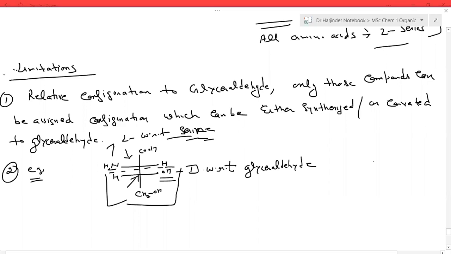Similarly, suppose you have this molecule. Now what will you write? Both carbons are the same. At one carbon, it is D. At the other carbon, it is L.